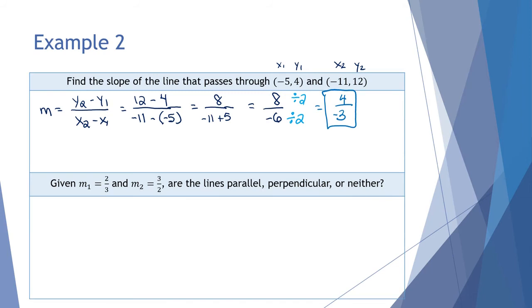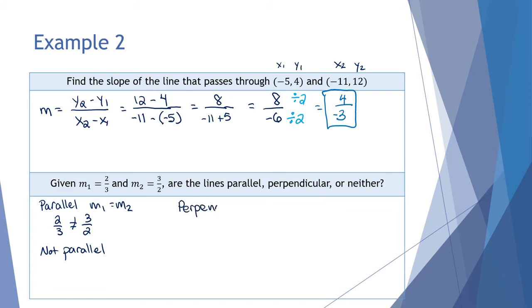Now the second one we have here is given m1 equals 2/3 and m2 equals 3/2. Are the lines parallel, perpendicular, or neither? For parallel lines, your m1 is equal to m2. These two slopes, we have 2/3 for one of them, and that is not the same as 3/2. Our slopes are not equal, so it's not parallel. That's pretty easy to tell just by asking, are they the same number? No? Okay.